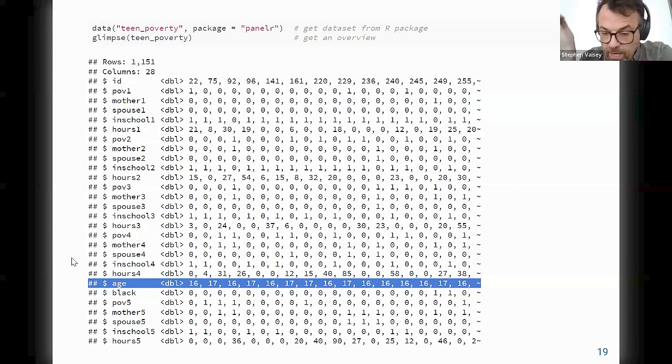Not how old are you right now, because this variable is time constant. There is no age 1, age 2, age 3, age 4, age 5. There's just age. So that has to be a variable that's time constant. So this is one thing you want to watch out for.